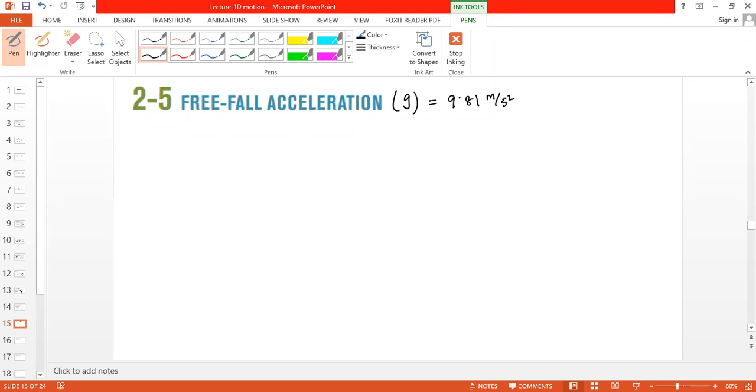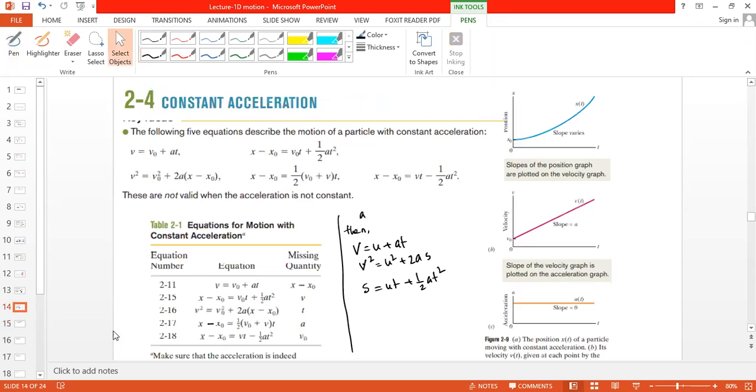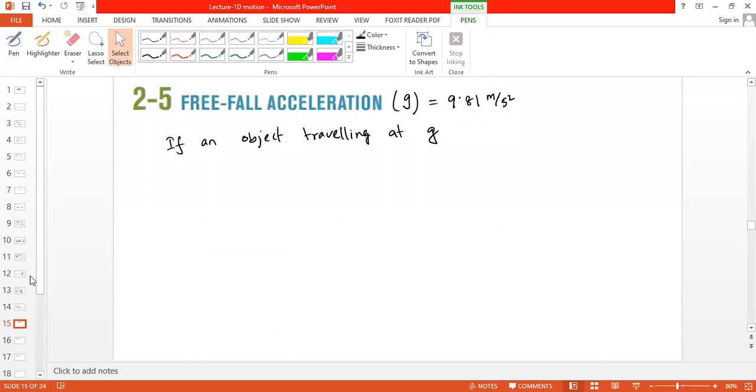And if an object is traveling at an acceleration of g, then we can modify the equations. You have to replace a by g. So the equations of motion would become v equal to u plus gt, v square equal to u square plus 2gs, or s equal to ut plus half gt square.